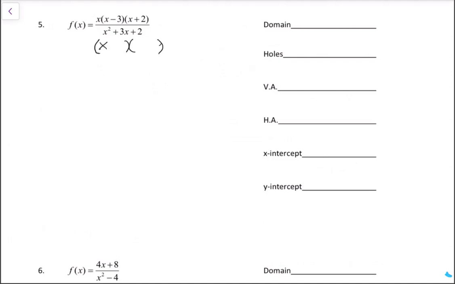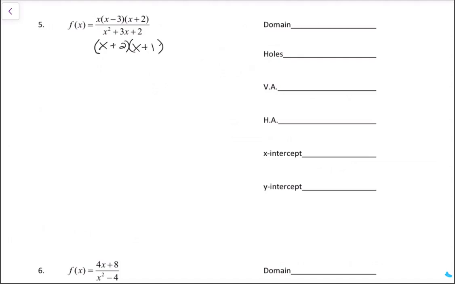So the first terms would be x and x to give me my x squared, and then I need factors of 2 that will add to 3, so not much choice there. It's going to have to be plus 2 and plus 1. So now let's start answering what we've been asked to find.